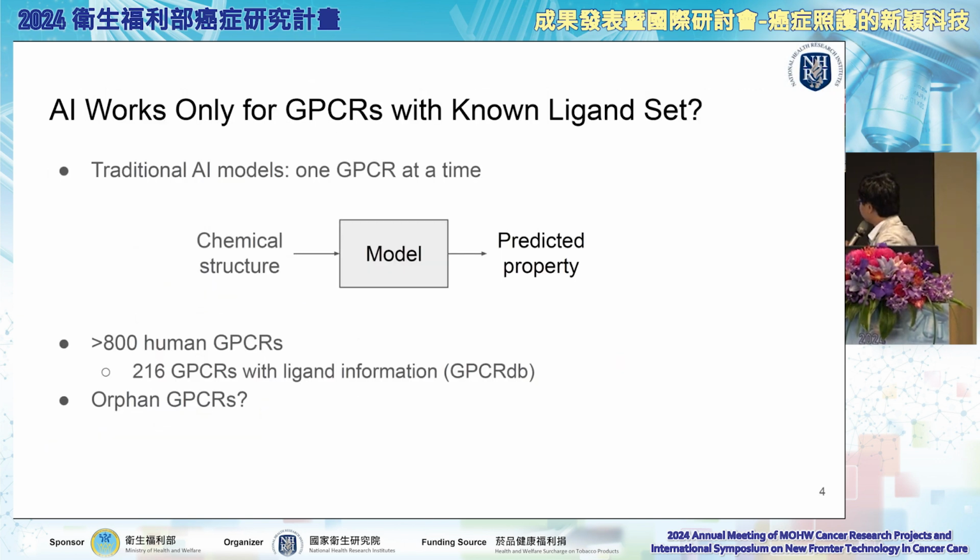But if we would like to apply AI to GPCR drug discovery, we may face some problems. When we think about AI in drug discovery, we usually think we should have a protein structure, a crystal structure. With the protein structure, we may use protein-ligand docking software or deep learning algorithms to predict where the compound will bind to the active site of the protein.